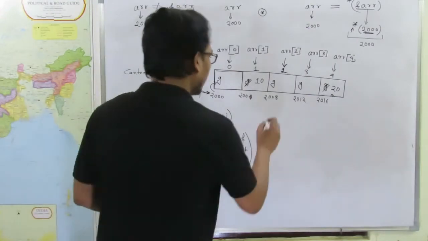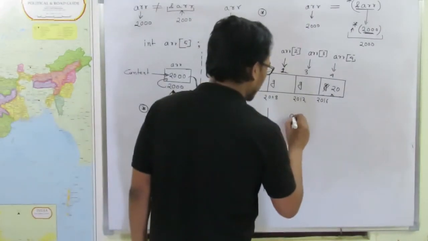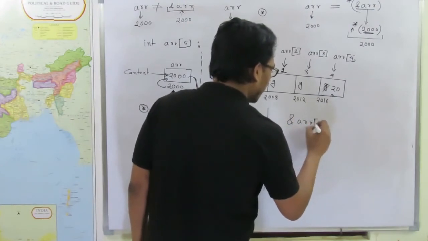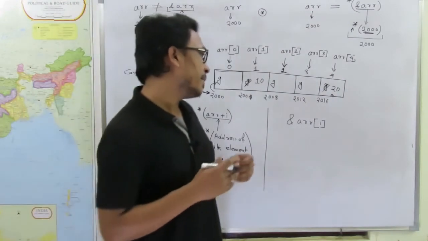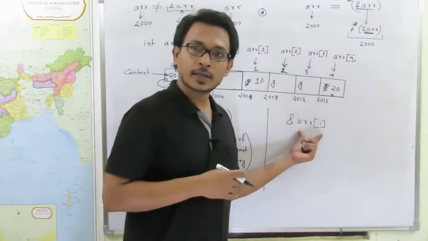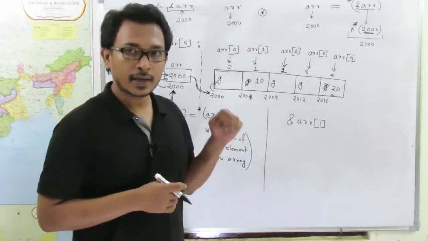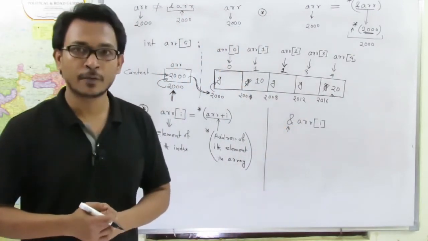Now what happens in case of the address of operator with ARR[I]? What does it mean? This means the address of the ith element of the array. Clear? The address of the ith element of the array ARR. That's what it gives us by using the address of operator.